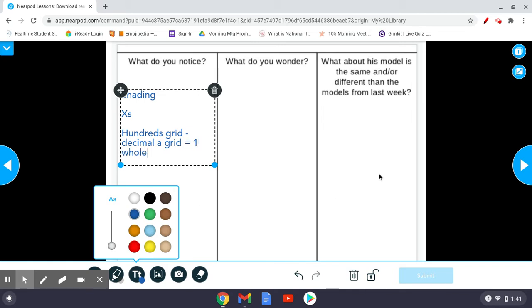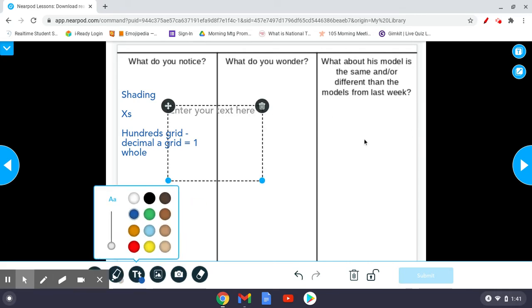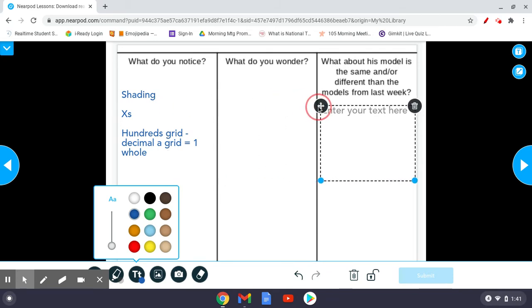All right. So coming over here to what is the same and what is different. Let me bring my box right over here. And again, some of what you notice will also be over in this third category. Maybe again, you notice that there is shading, but this time there is only one color. One color shaded. Okay. Something that's also the same: we talked about a hundreds grid. Different: we talked about how there are X's overlapping the shading.